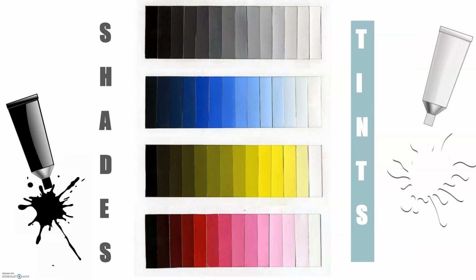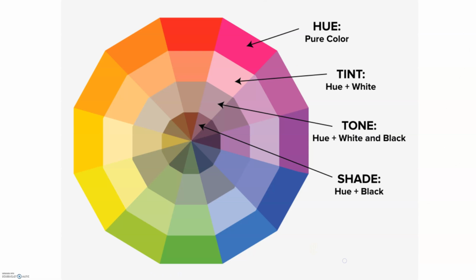Here are a couple of value scales showing the dark shades of black and white and a few different colors, and then going over to the light tints on the right with those colors too. So just some regular value scales or ladders showing those slight changes.